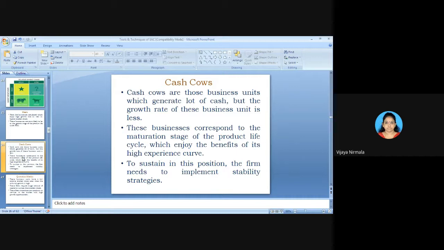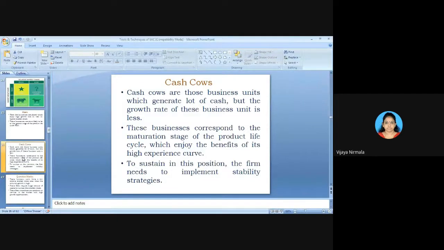So the capital needed to reinvest in the business is quite less than the profit returns. Okay, so to sustain in this position, the firm needs to implement some stability strategies.